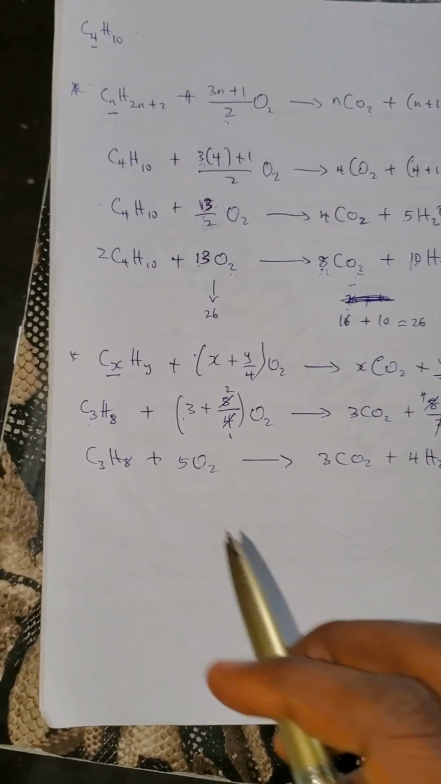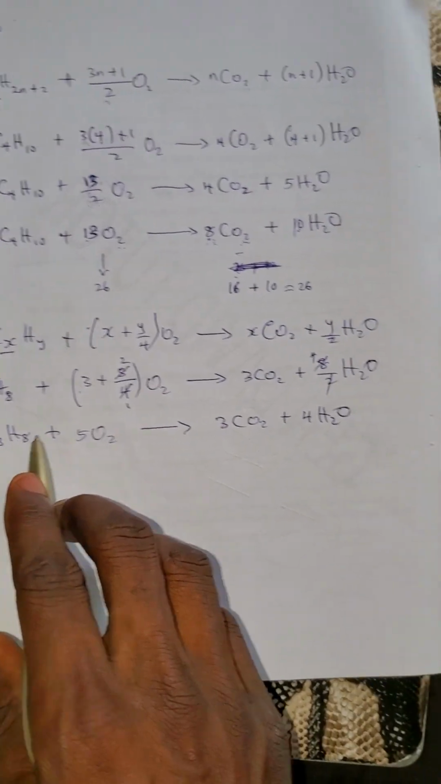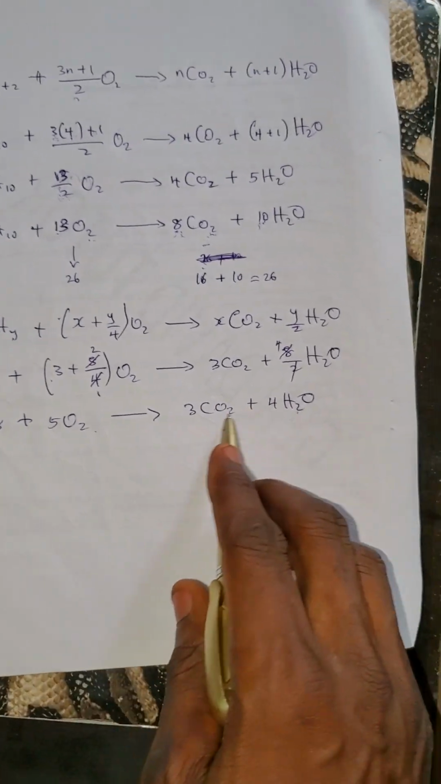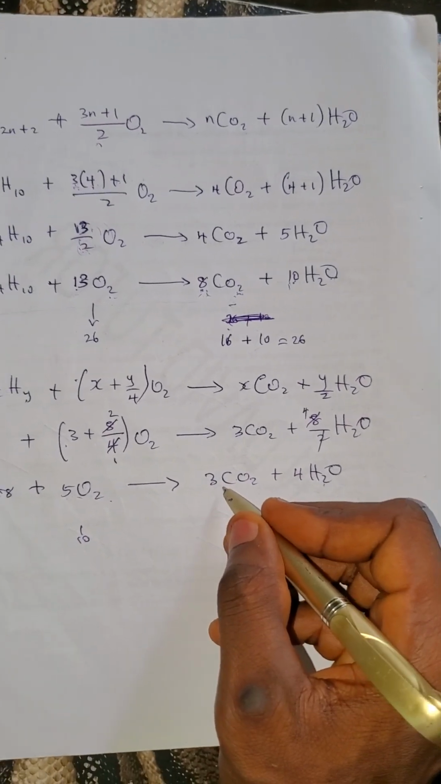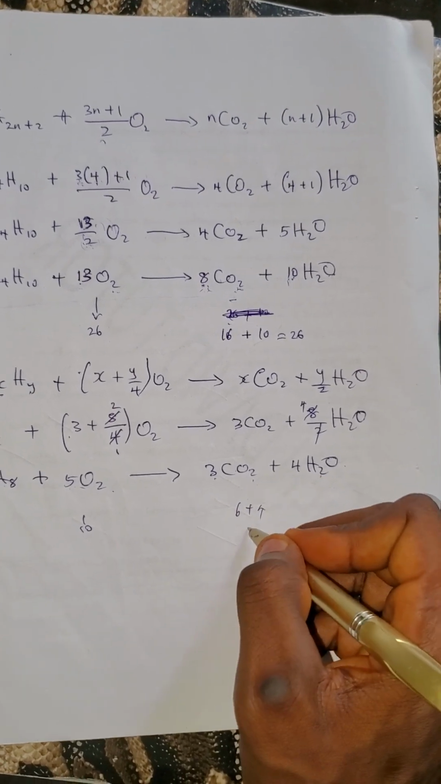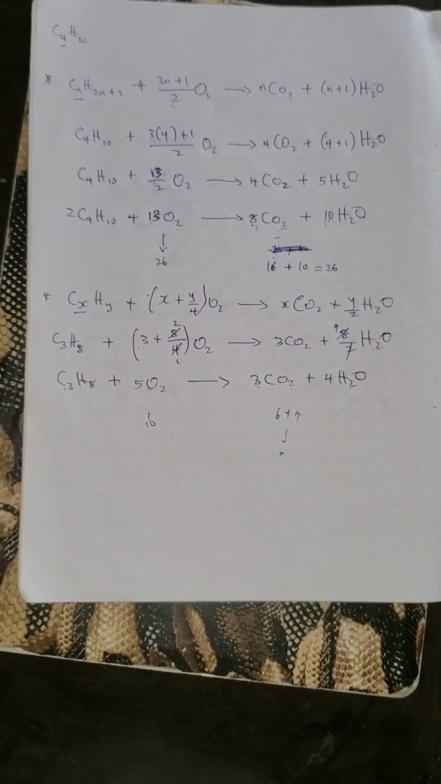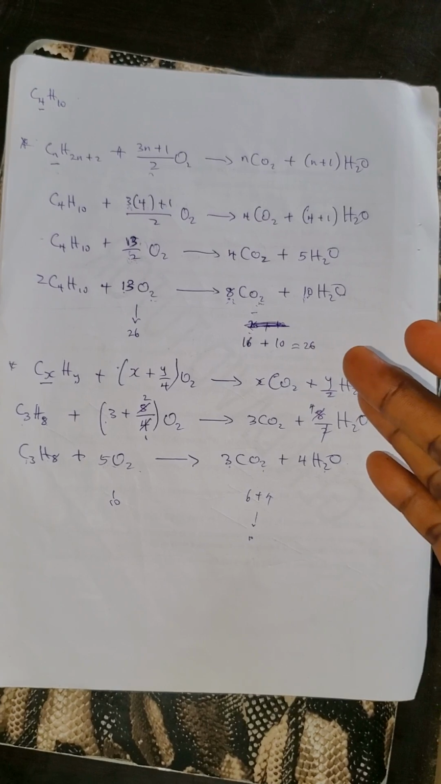Now let us check if it's balanced. The carbon here is 3. The carbon here is also 3. Hydrogen here is 8. 4 times 2 is also 8. Oxygen here is 5 times 2, that's 10. Oxygen here, we have 3 times 2, that's 6, plus 4 times 1, that's 4, making it to be what? 10 as well. It shows it's balanced. So this is for sufficient oxygen for alkanes.